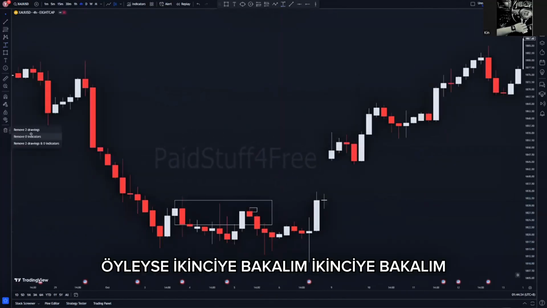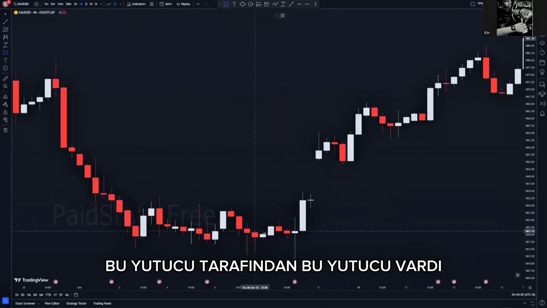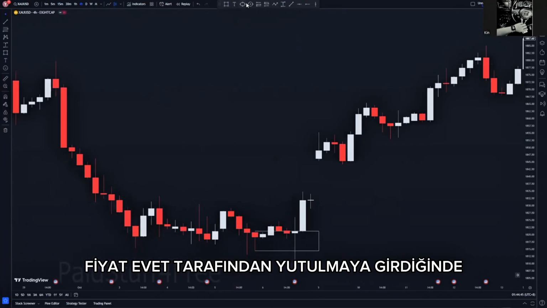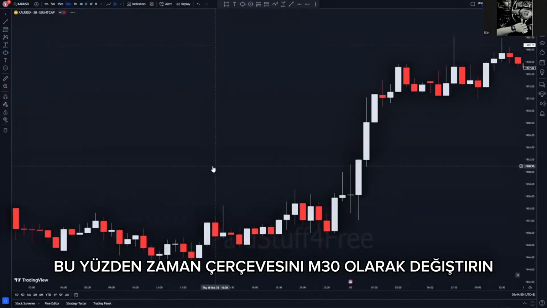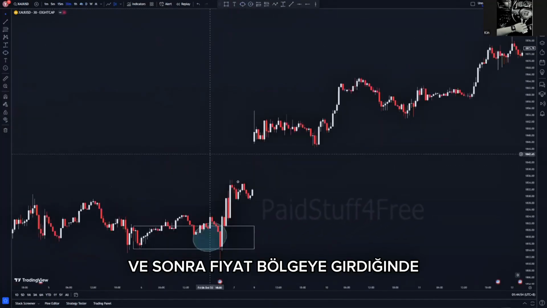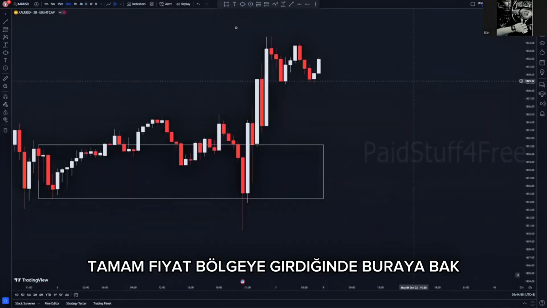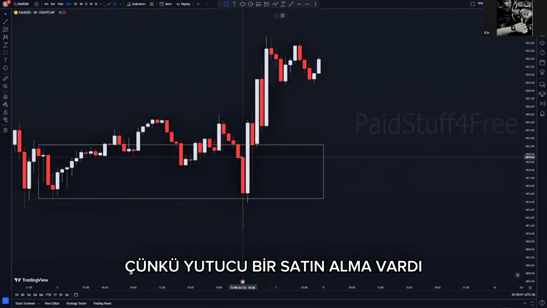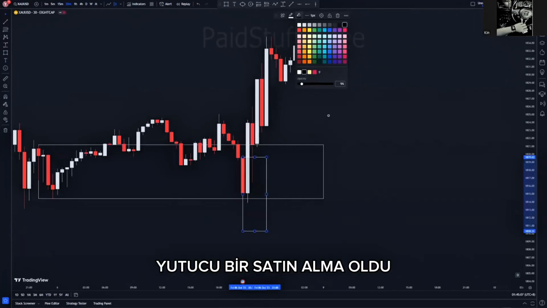So let's look at the second one. We had this engulfing buy. When the price gets into the engulfing buy, this will be our current market price that we need to focus on. So switch the time frame to M30. And then when the price gets into the zone, look over here. Why did the price respect the zone? Because there was an engulfing buy.